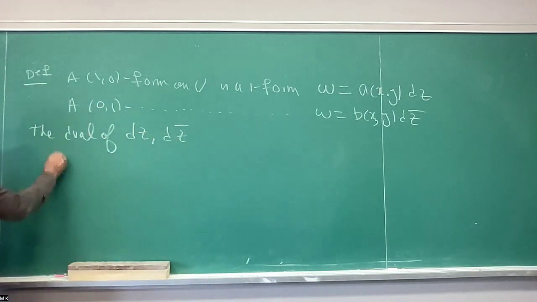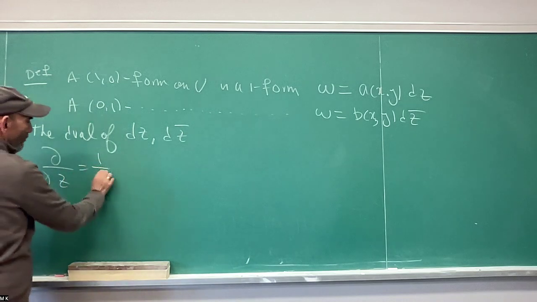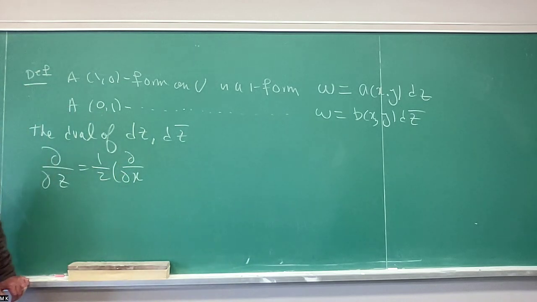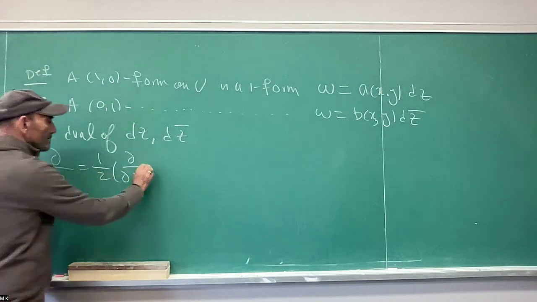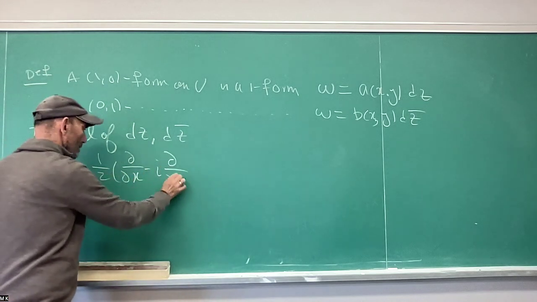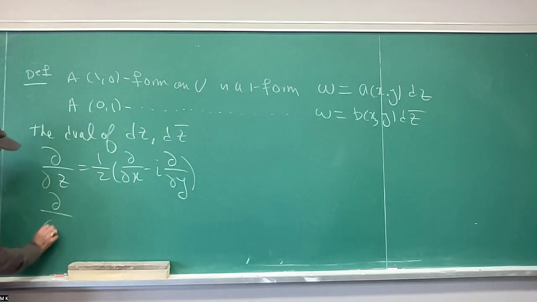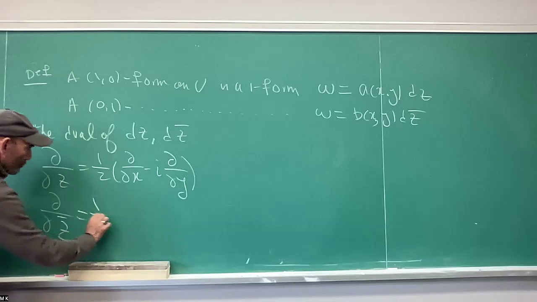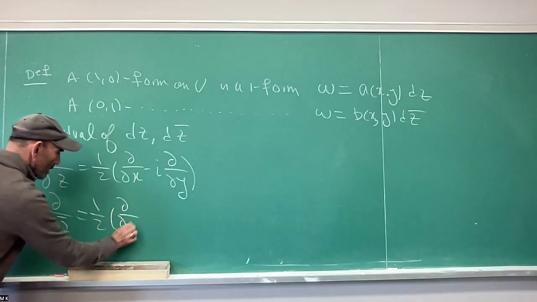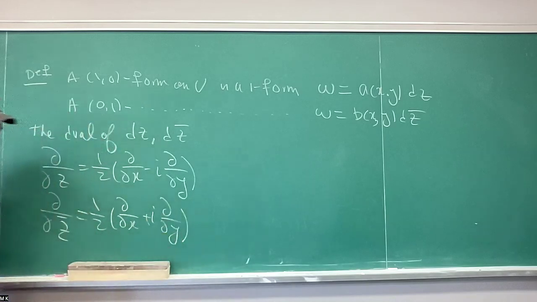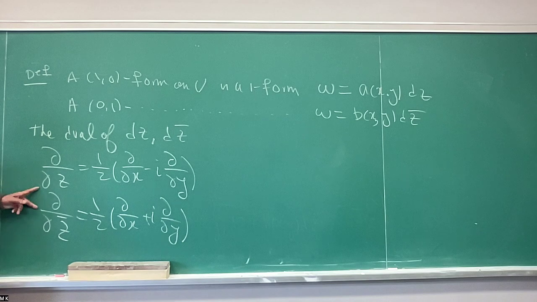So we just defined the operator d/dz. This is 1/2 d/dx minus i d/dy. And d/dz bar is equal to 1/2 d/dx plus i d/dy. Okay. So these are the two differential operators.